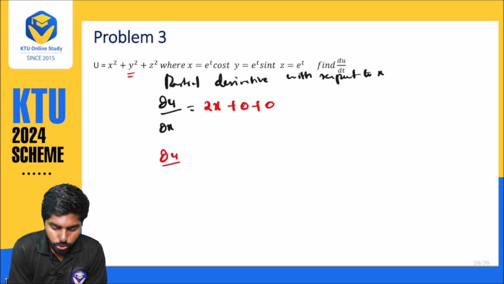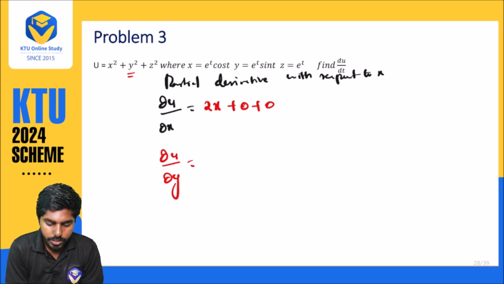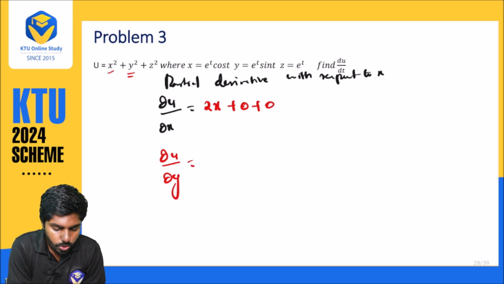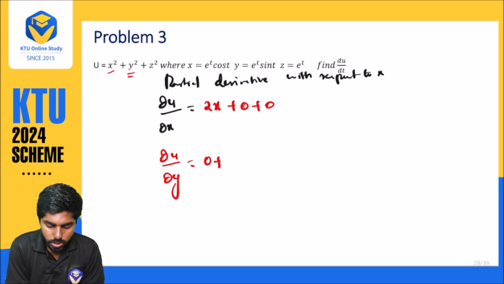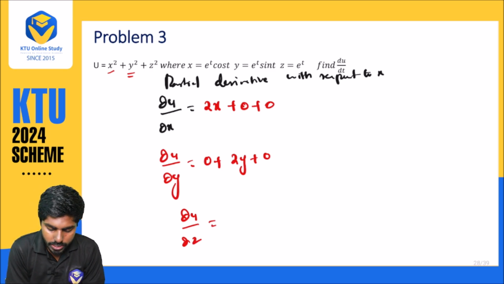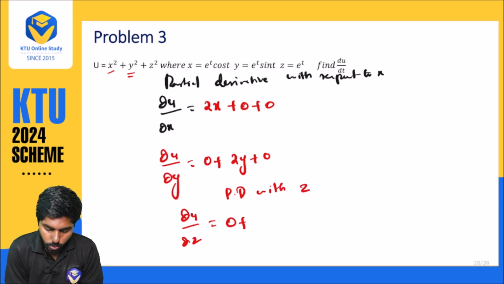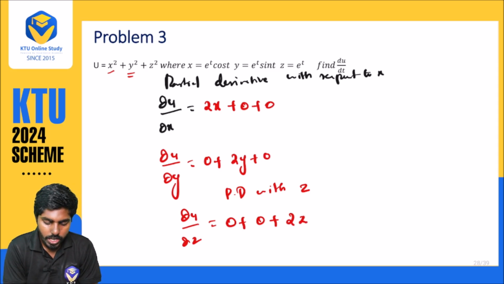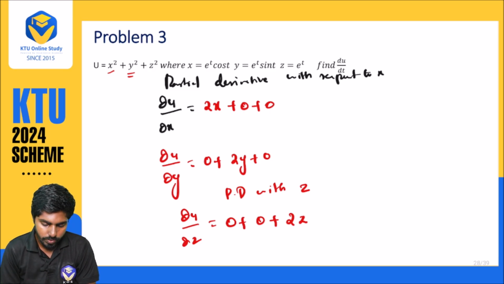Similarly, dou u by dou y. Here x square is constant so it will become 0, plus 2y, plus 0. Similarly, dou u by dou z, that is the partial derivative with respect to z. So x square becomes 0, y square becomes 0, and z square becomes 2z. So we have identified dou u by dou x, dou u by dou y and dou u by dou z.